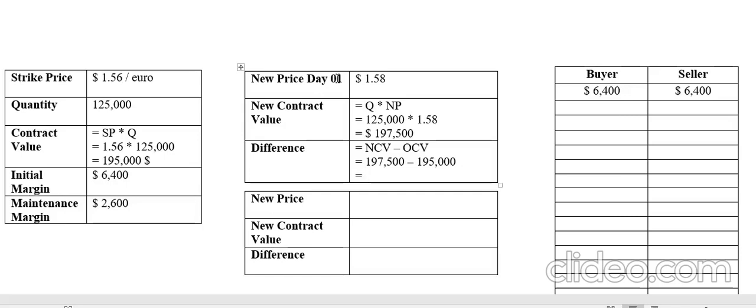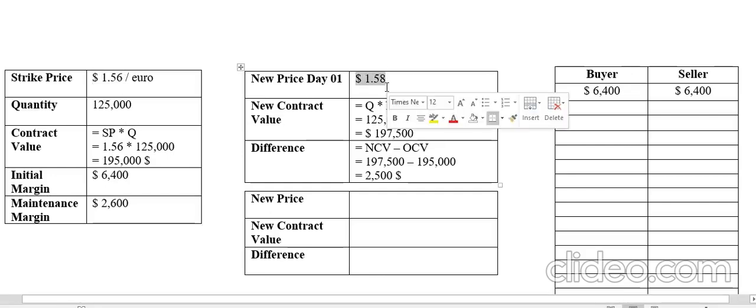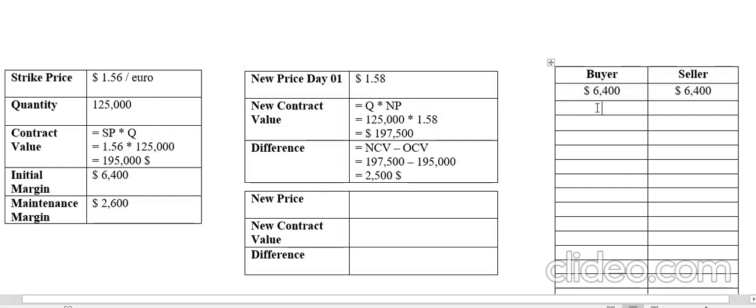The difference is $2,500 here. Now, ladies and gentlemen, you do remember that we discussed in the rules that when the price of the underlying asset increases, it's a profit for the buyer and a loss for the seller. So the price was $1.56 per euro, but now it is 1.58. So the euro has gone expensive and we are the buyers. Okay, so it's going to give us the profit here.